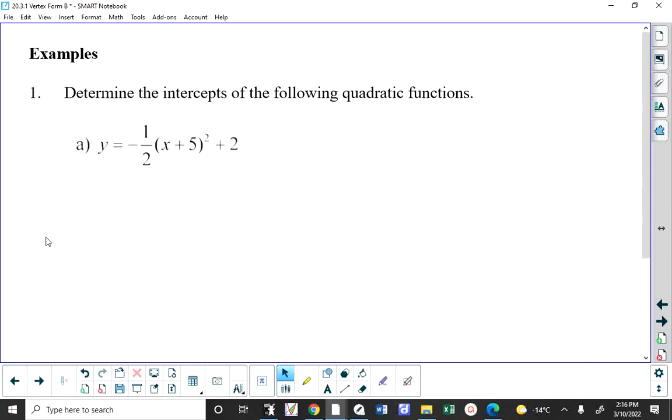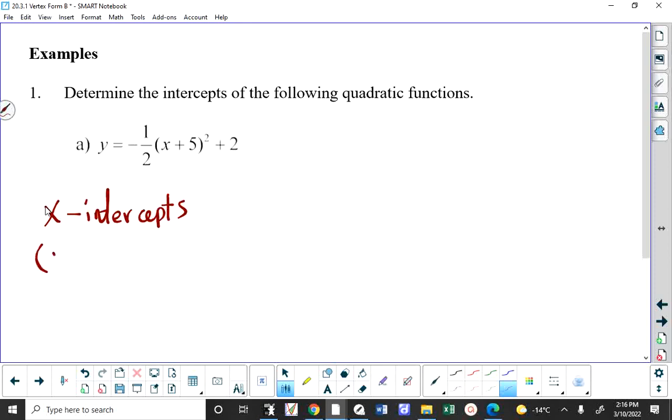About quadratic functions. You'll probably get those quizzes back a little bit later today, but under the examples of this lesson, the first set of examples asks us to find the intercepts of a quadratic function. And I'm going to remind you from grade 10 that x-intercepts are where y is equal to 0. So let's just let that sink into our brain.